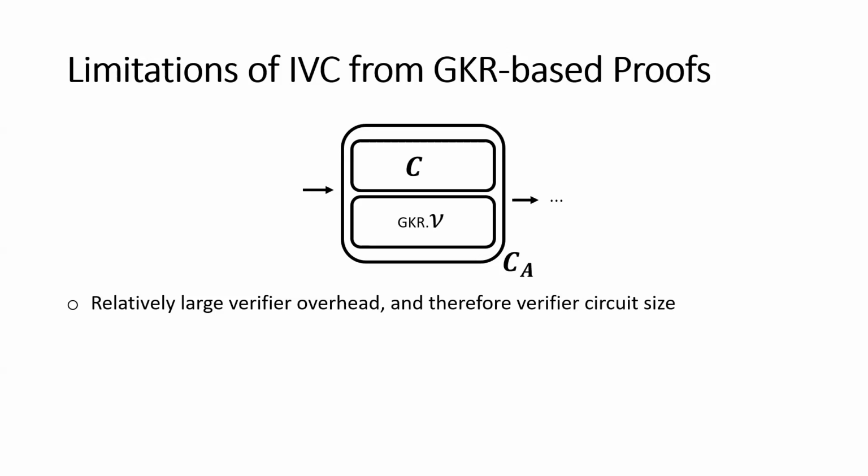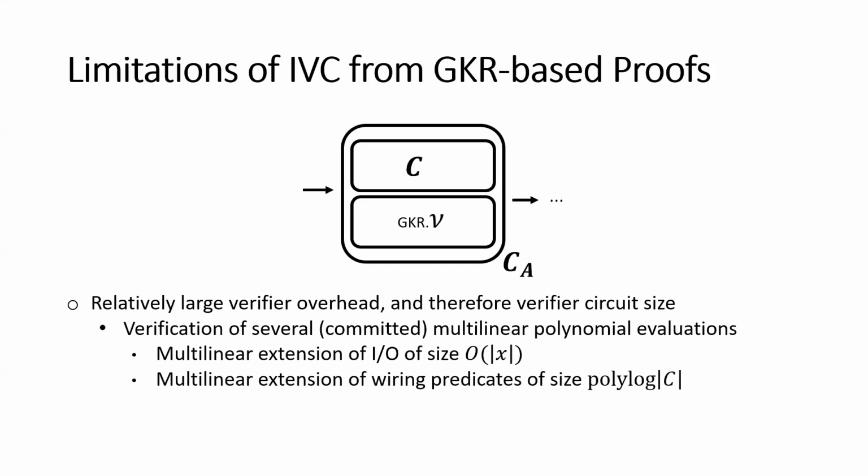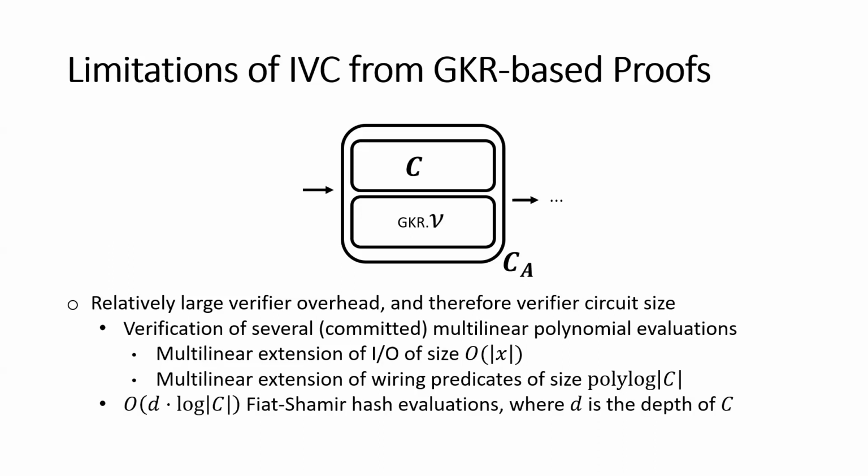Okay, the other step is making the verifier part of this augmented circuit succinct. The point is that the GKR-based proofs have relatively large verifier overhead. This is because, first, the verifier needs to check the evaluation proofs of several multilinear polynomials, which include the multilinear extension of the input and output of the circuit, and also multilinear extensions of wiring predicates. And also, if D is the depth of the circuit C, we have D·log C Fiat-Shamir hash evaluations that should be performed by the verifier, and this number of evaluations is expensive to prove.